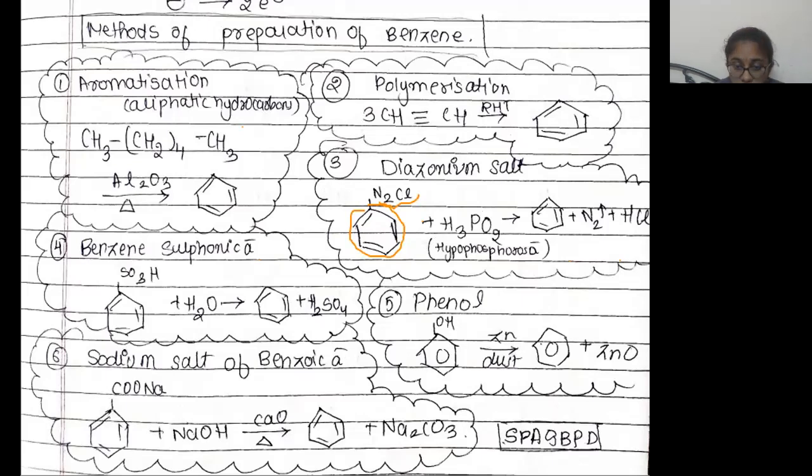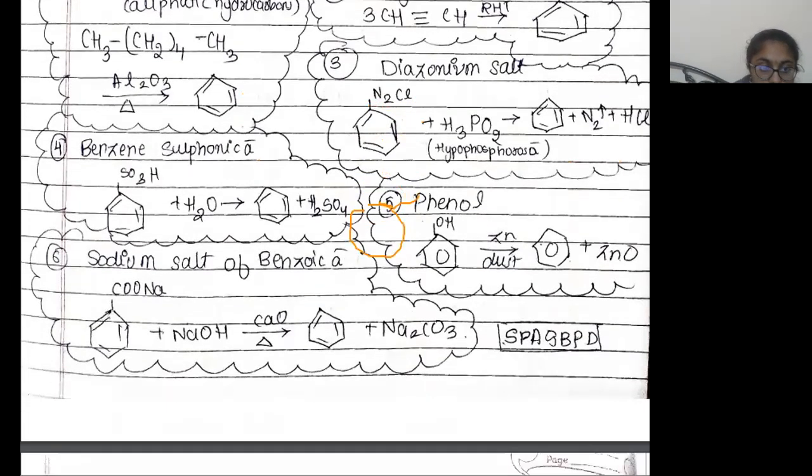Phenol, fifth one is phenol, that is benzene ring with OH. In the presence of zinc dust, it will give us benzene ring plus ZnO. Sixth one and the last one is sodium salt of benzoic acid. So this is the one we'll see. So benzoic acid. So I'm using benzene like this and COONa plus NaOH in the presence of CaO and heat. It will give me Na2CO3 and benzene ring.